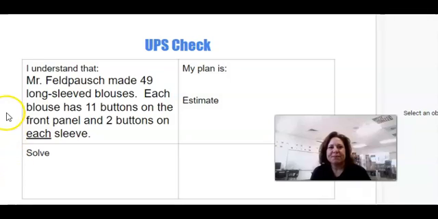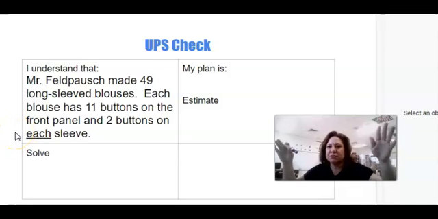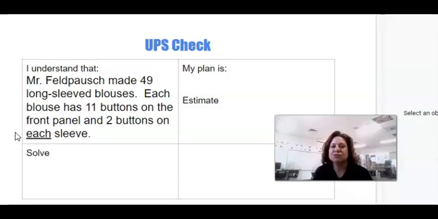So for our UPS check, I understand that Mr. Feldposh made 49 long sleeve blouses. Each blouse has 11 buttons on the front panel and 2 buttons on each sleeve. Keeping in mind that there are 2 sleeves on a shirt, right? We have 2 arms, 2 sleeves on the shirt, and each of those sleeves gets 2 buttons.